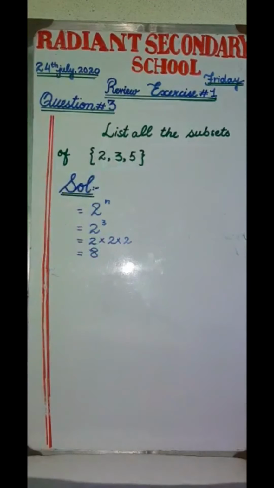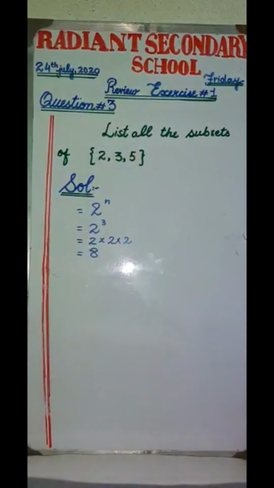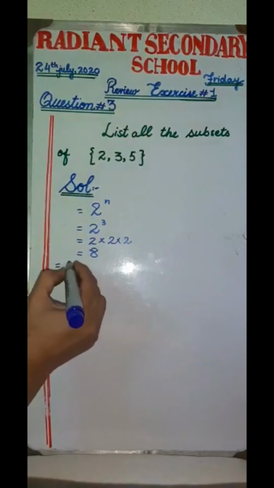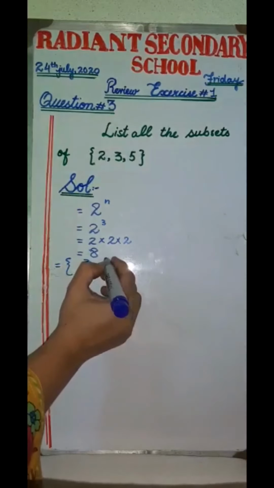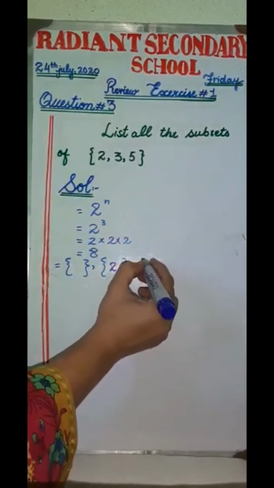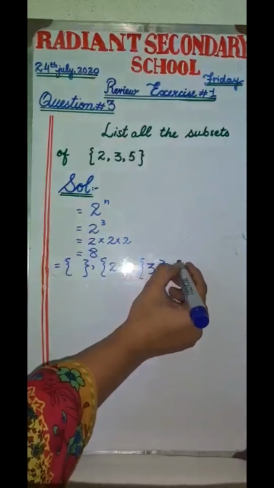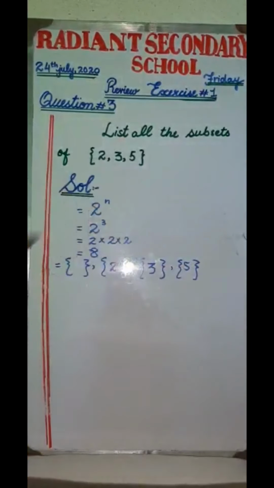Okay, now I am making 8 sets. This answer indicates that 8 subsets are made from this set. Now in the solution, the first set will be the empty set. The second set is 2, the third set is 3, and then 5. These sets are subsets of this set.